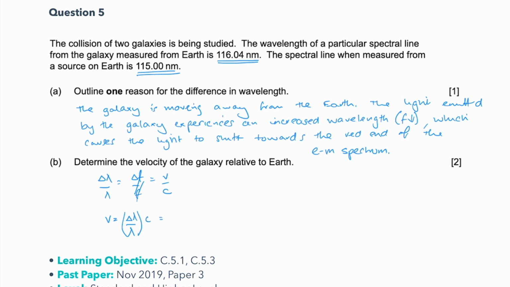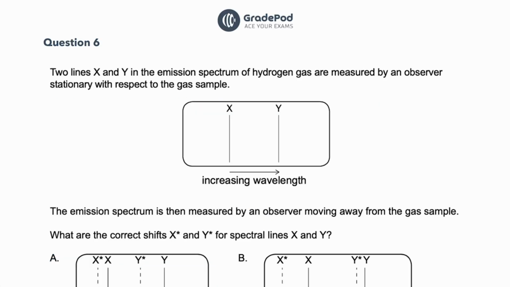The change in wavelength is 1.04 nanometers. The actual wavelength is 115 nanometers. And because this is going to be a ratio, we don't need to do times 10 to the minus 9, that's fine. Times 3 times 10 to the 8 meters per second, which gives us a value of 2.71 times 10 to the 6 meters per second. And we'll leave that in 3 significant figures because the least amount of significant figures shown in the data is 3 significant figures.